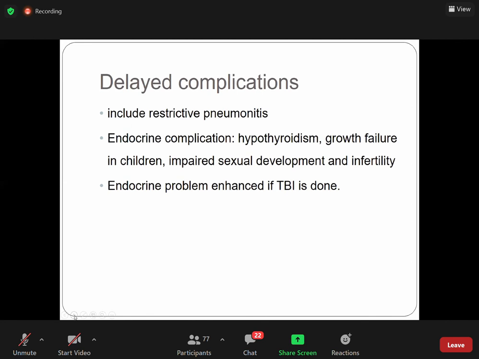For the delayed restrictive lung disease, there is fibrosis in the lung. The patient presents with shortness of breath and decreased oxygen. Patients can also have thyroid problems, growth failure, sexual problems and infertility. Endocrine effects are enhanced by total body irradiation. Someone asked previously about fertility medication after the transplant.